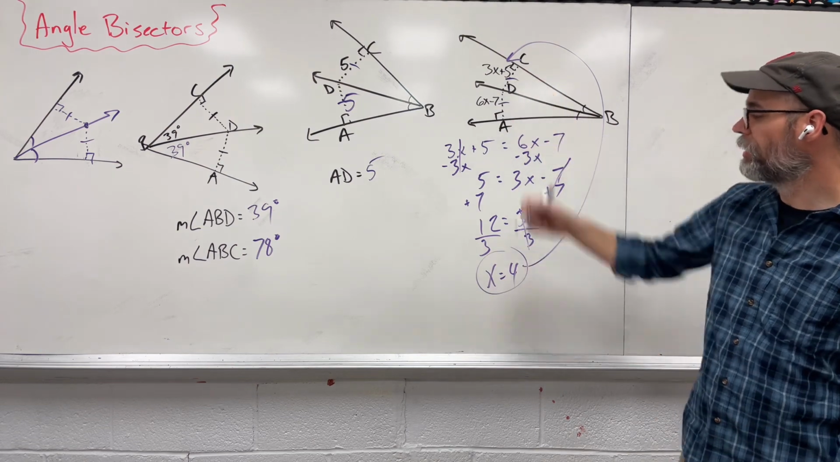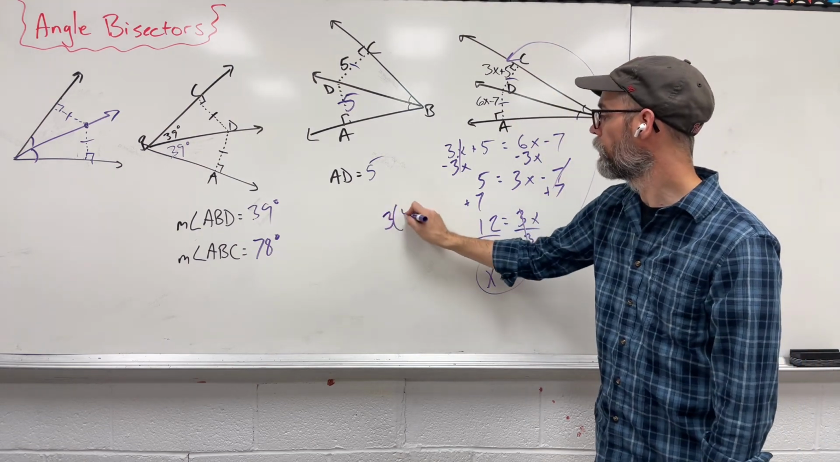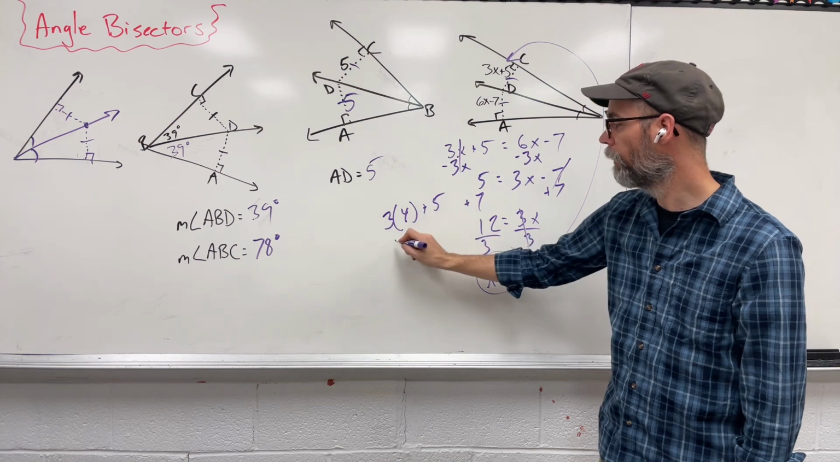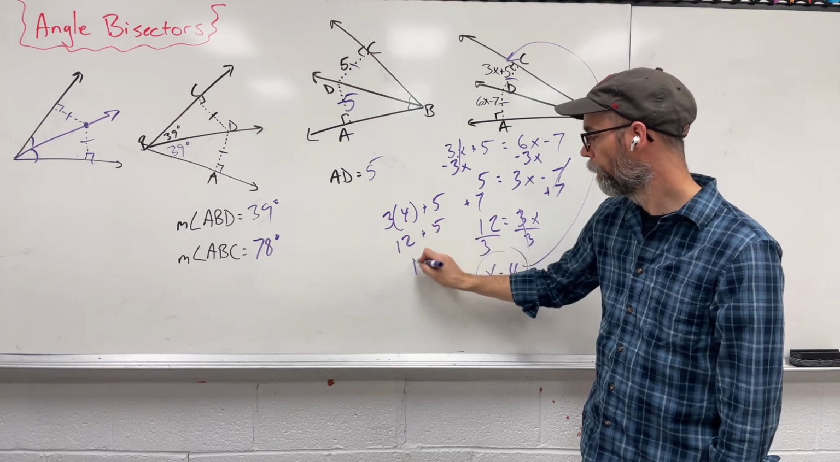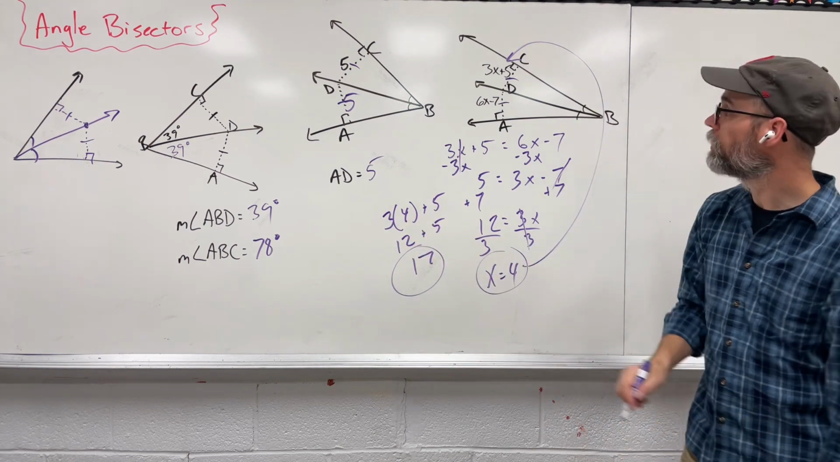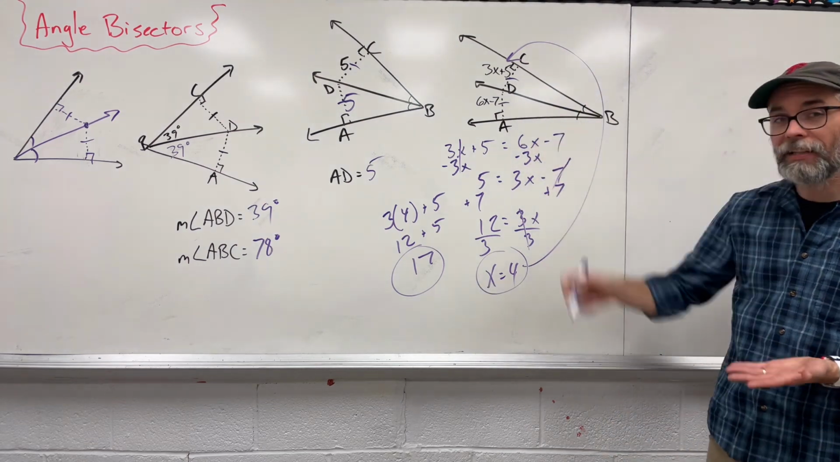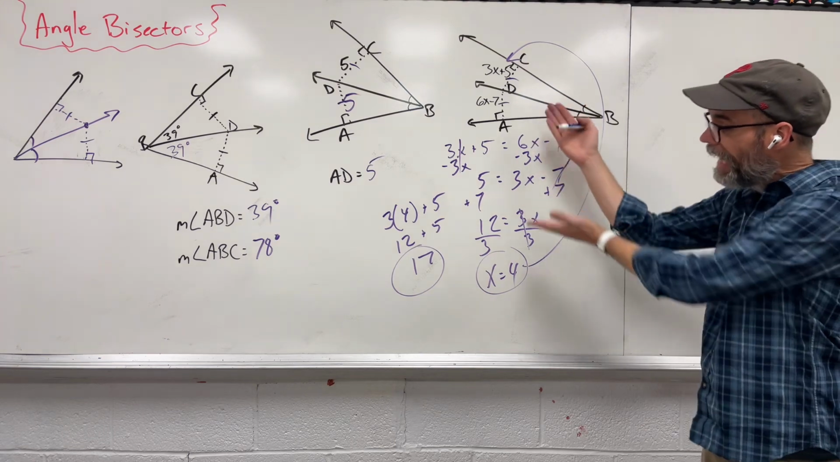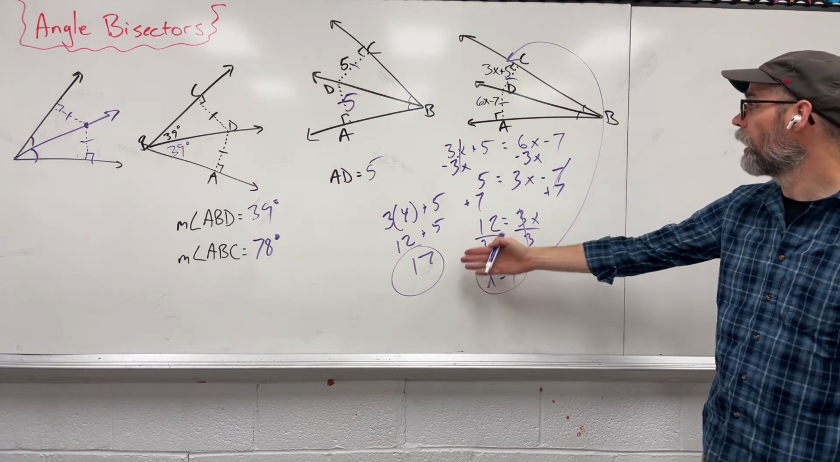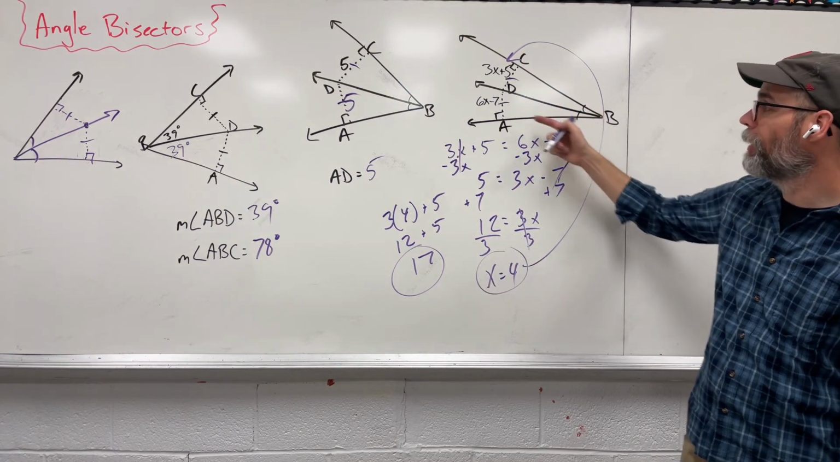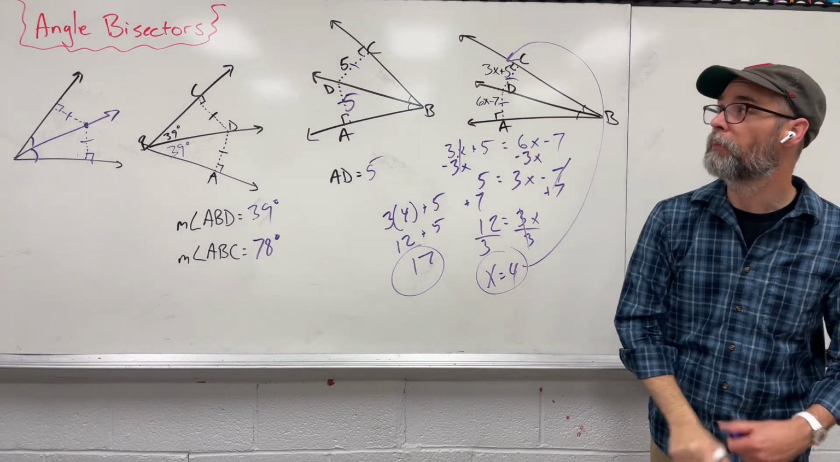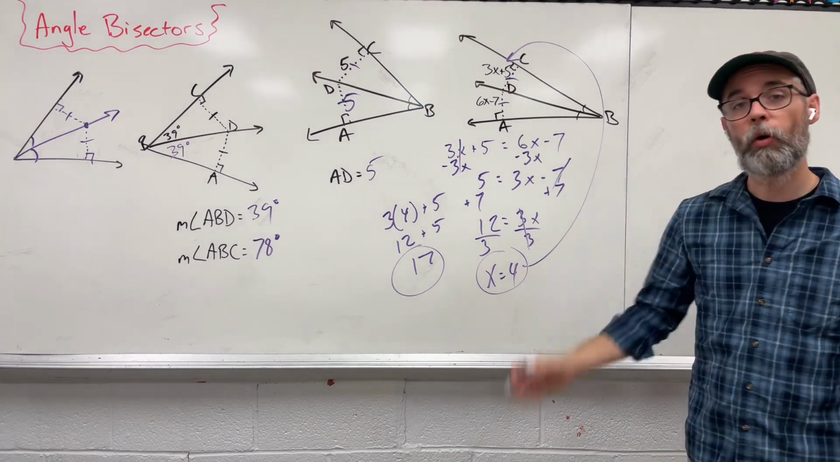Now, what's the distance? Well, 3 times 4 plus 5, 12 plus 5. We get a distance of 17 for DC. And do we know what the measure of AD is? Absolutely. It's got to be the same thing. It's got to be 17 again, because the angles are the same, our distances are going to be the same. And that's using angle bisectors.